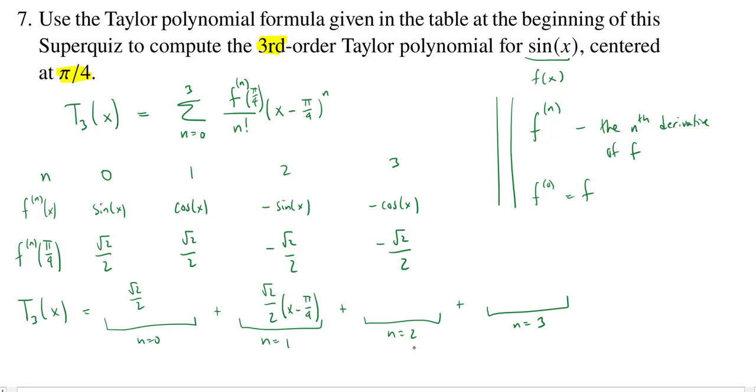Now we go to the quadratic term when n equals 2. We have negative root 2 over 2 divided by 2 factorial. 2 factorial is 2, so this will be negative root 2 over 4 times x minus pi over 4 squared. And finally, the cubic piece, when n equals 3, our numerator is negative root 2 over 2. We divide by 3 factorial, which is 6. So this will become negative root 2 over 12 times x minus pi over 4 to the third power.